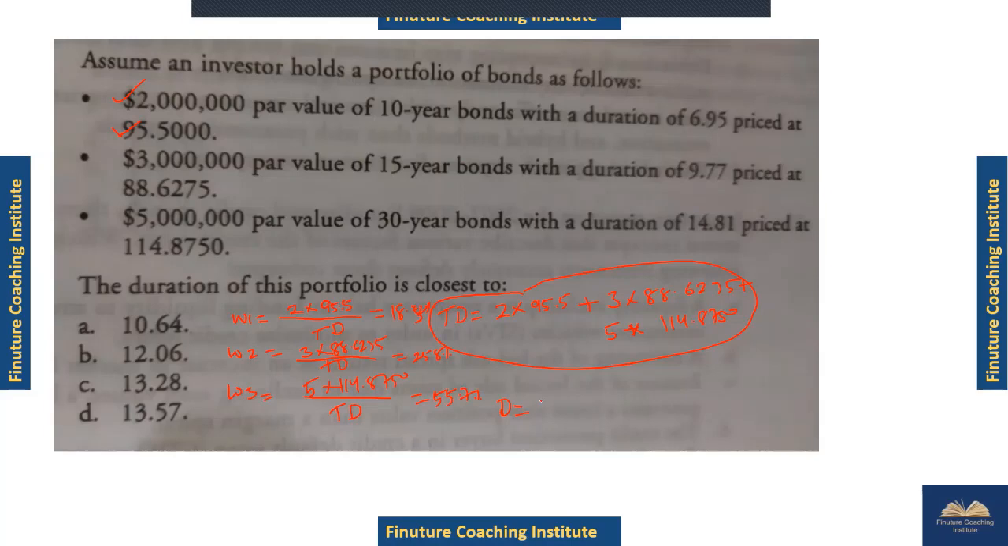So now duration of your portfolio would be equal to 18.52% times your 6.95 plus 25.8% and your 9.77 plus 55.7% times your 14.8. So these are the corresponding durations. I'm just multiplying with weights, but when you're calculating weights, you have to be careful that you multiply with the cost price, not really the complete notional. So this duration would be equal to around 12.05. So this comes around 12.06.